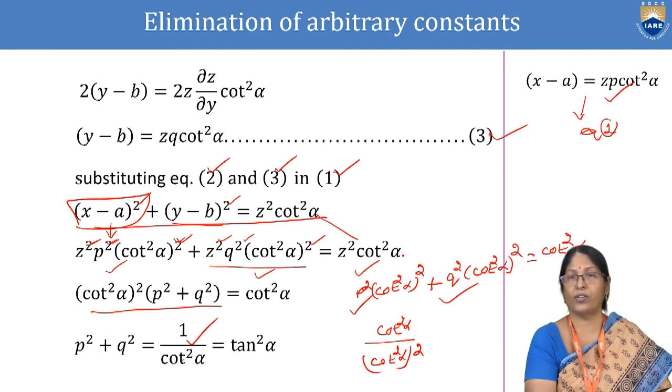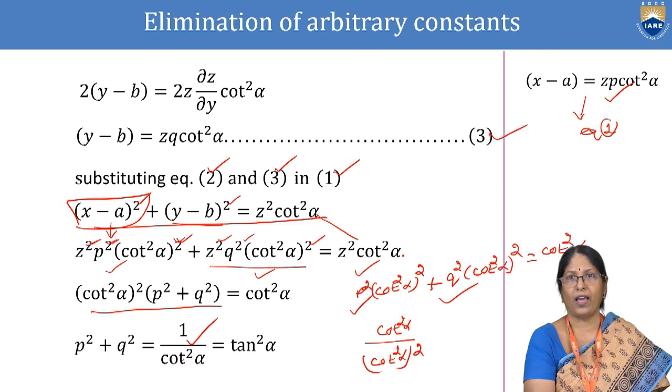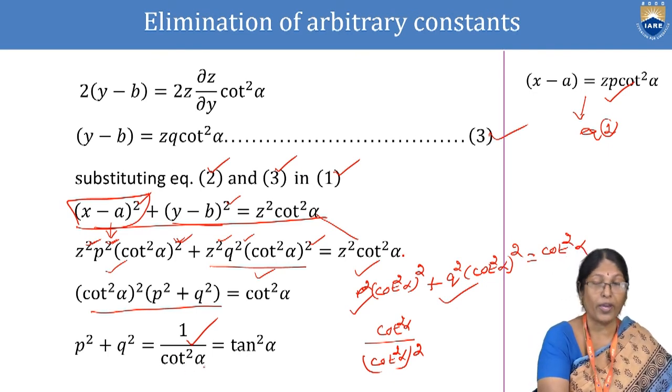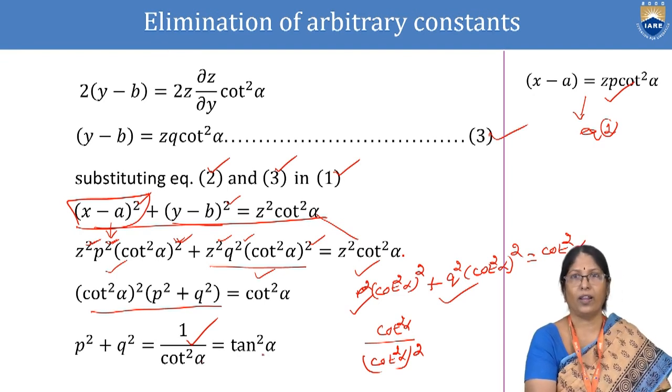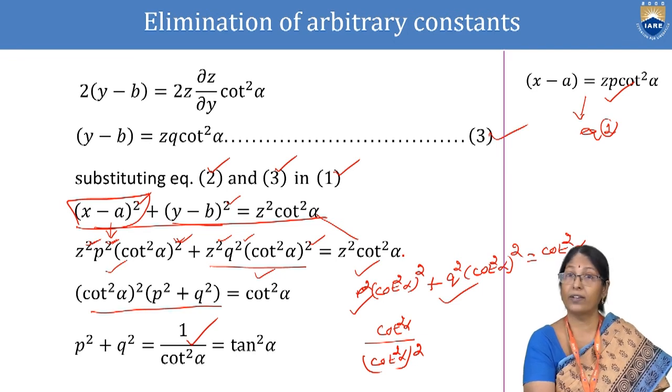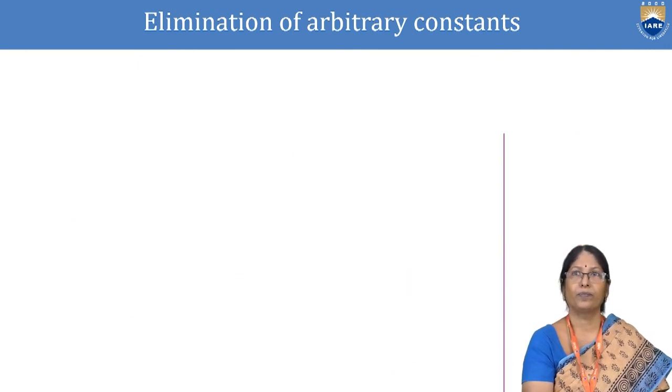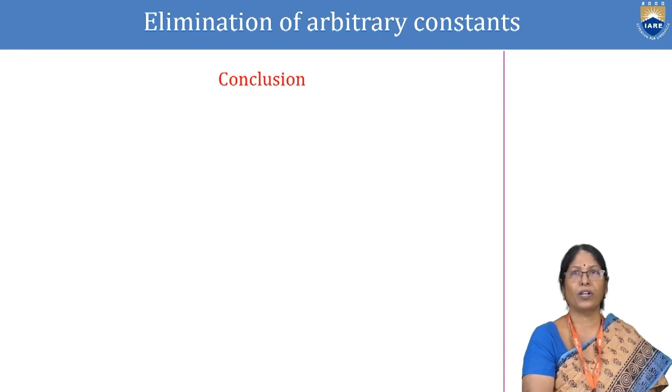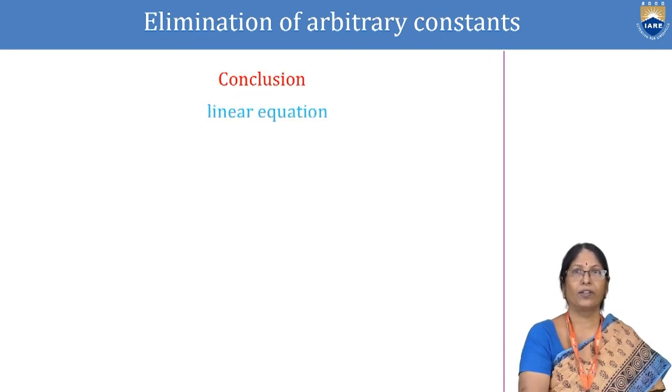1 by cot is nothing but tan. That is a trigonometric formula. Here cot square alpha is there, that is the reason here tan square alpha. So completely, if you notice the final result, there are no constants. a and b we removed. So we will come to a conclusion of this lecture.